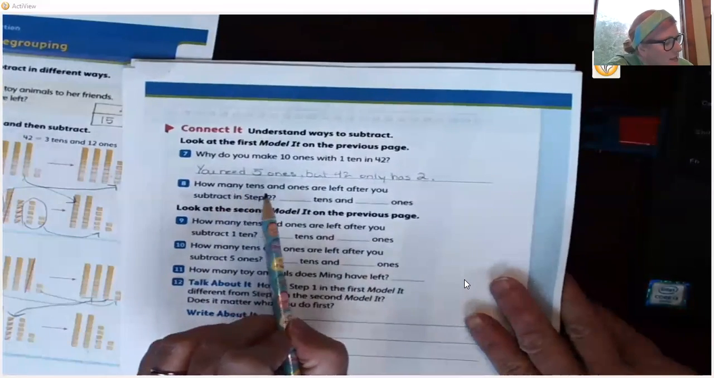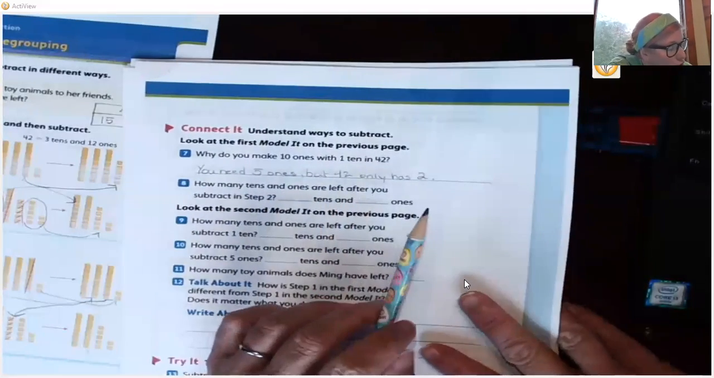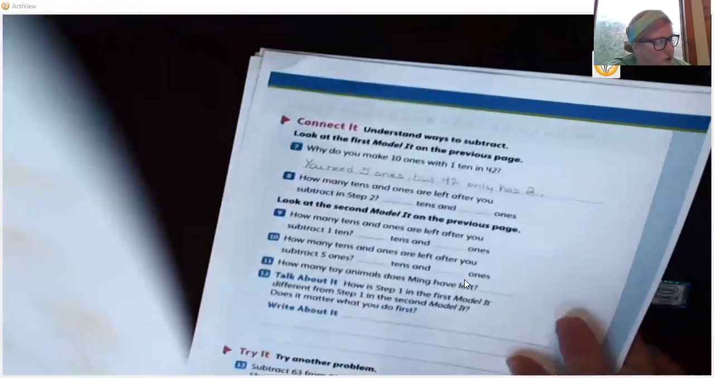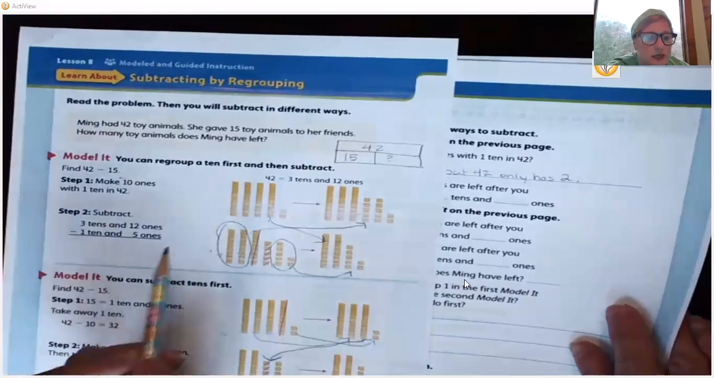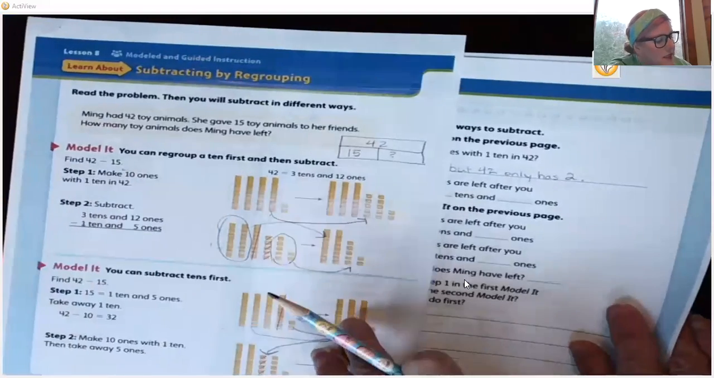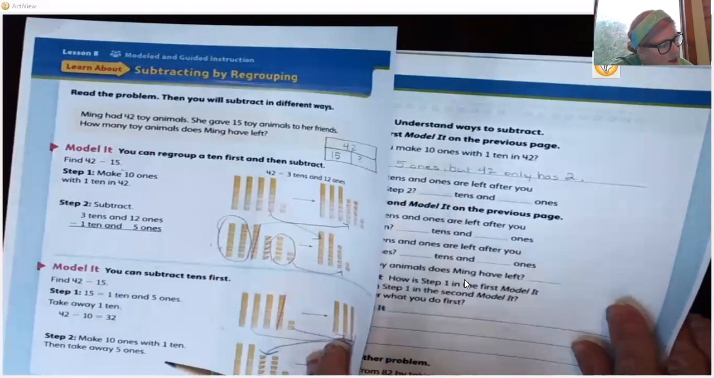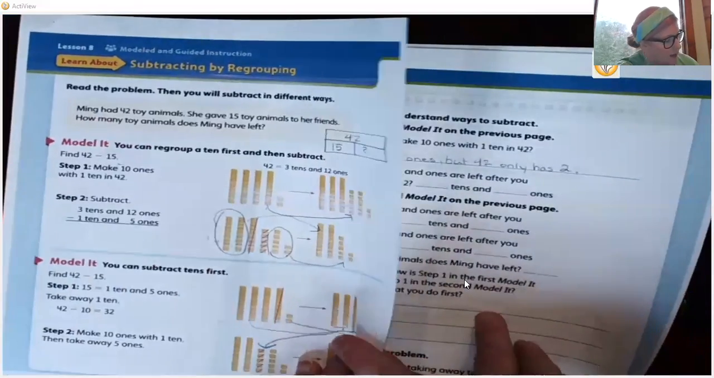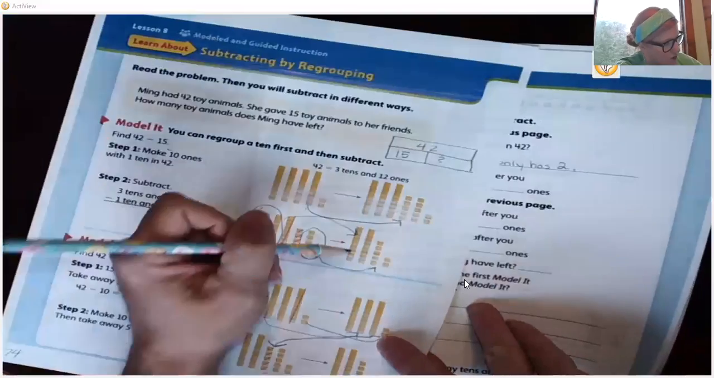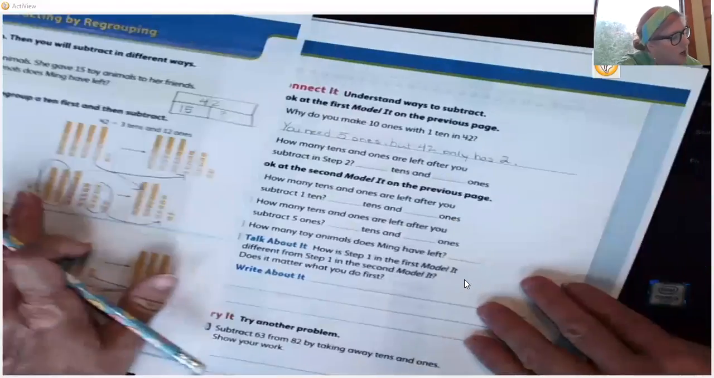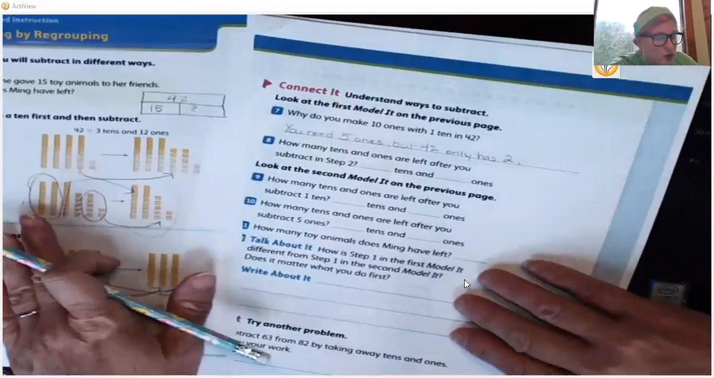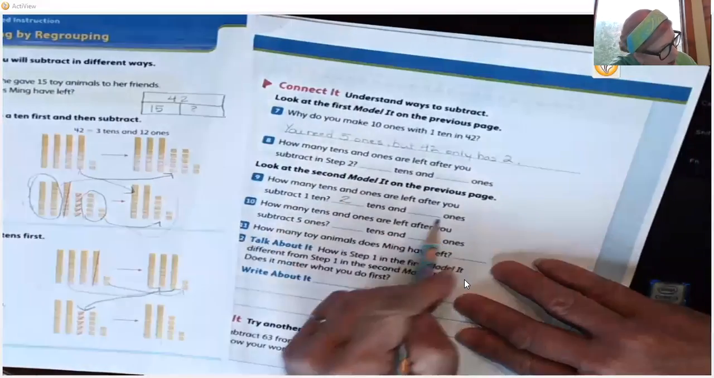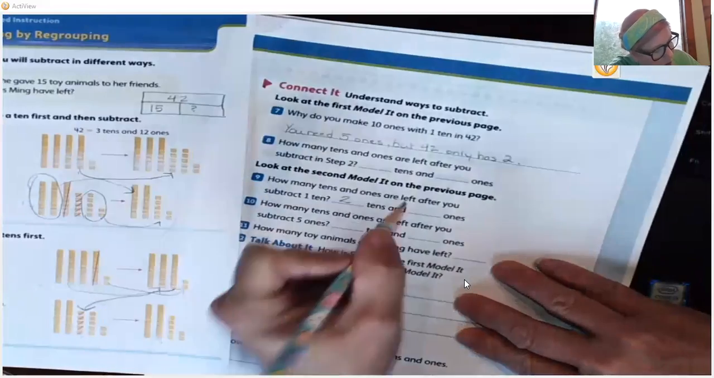So how many tens and ones are left after you subtract in step 2? So looking over at step 2 here, let's put it on top. It says, how many tens and ones are left after you subtract in the step. So it's talking about the answer here, and you have 2 tens and 7 ones.